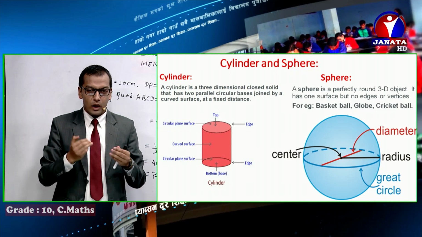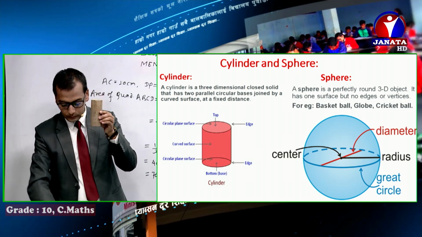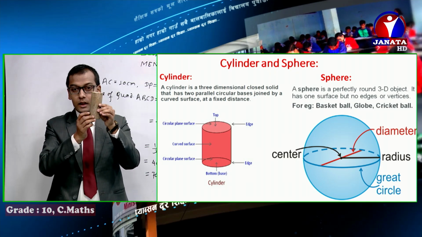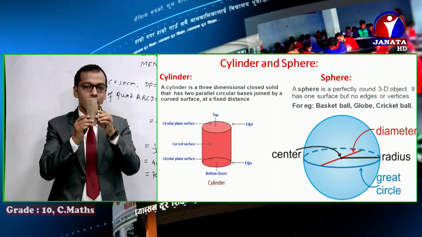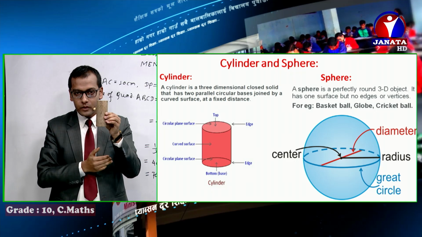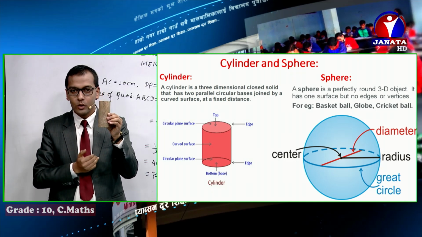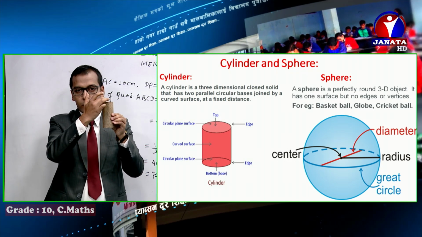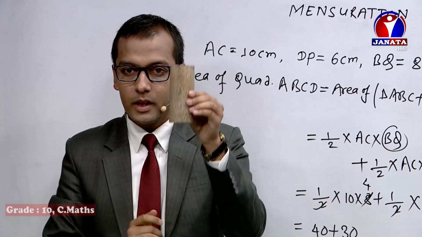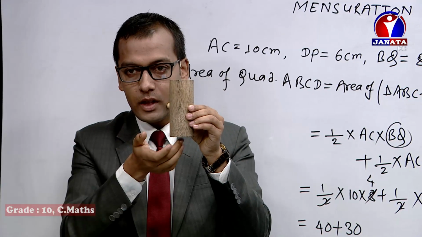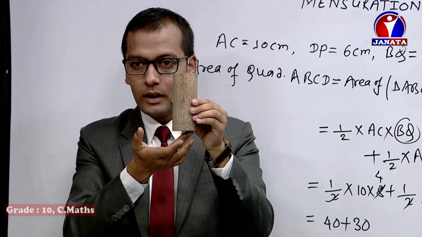Let me show one solid object of a cylinder. We know this is called a cylinder. Now what is a cylinder? A cylinder is a 3D solid object which has two plane surfaces, base and top. These two plane surfaces are circular faces, base and top.